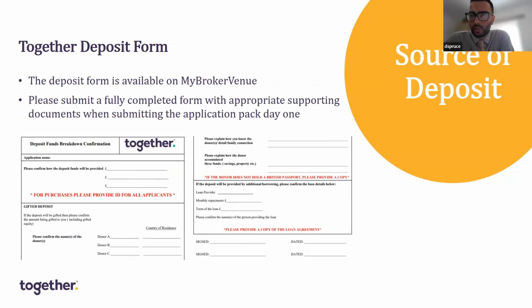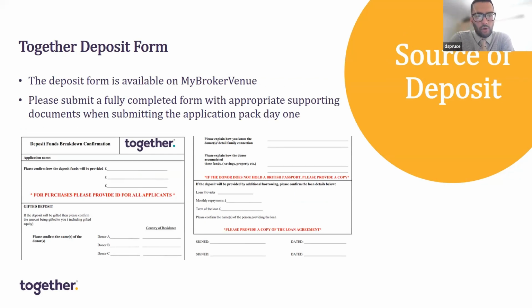This is one of the forms to help you package your cases easily. I'm just going to go through the form to clarify what we need on there to help the underwriters understand on day one what the situation is.